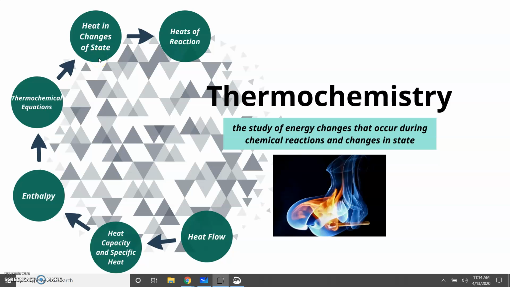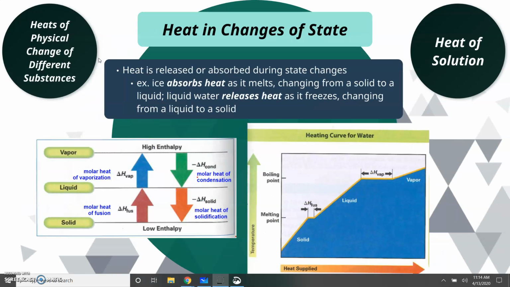In this video, we're going to be talking about the next topic in thermochemistry, which is heat and changes of state. So the most important observation to make for this topic is that heat is released or absorbed during a state change if we're going from solid to liquid, liquid to vapor. Example, ice absorbs heat as it melts, changing from a solid to a liquid. We've all experienced that absorbing heat as we touch ice or snow, and we feel it sucking the heat out of its surroundings, so out of our hand, to facilitate its state change, going from a very orderly solid to a less orderly liquid.